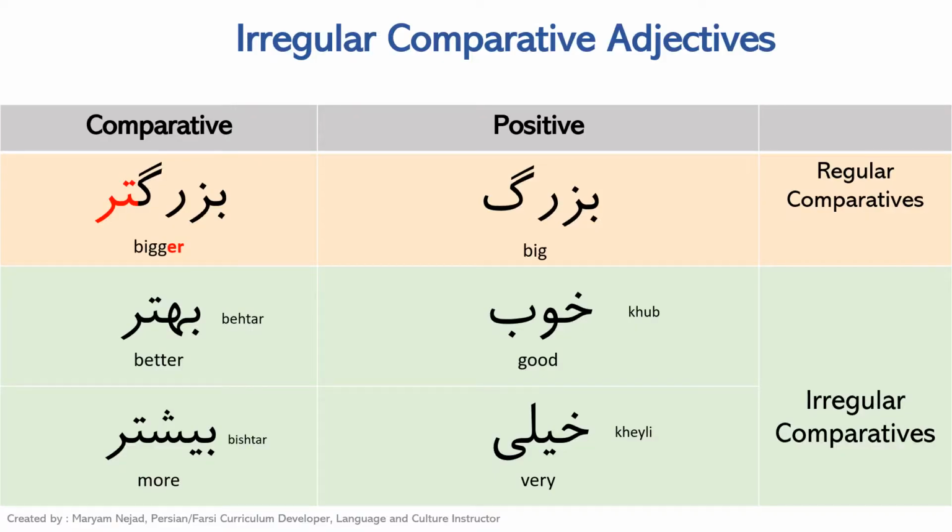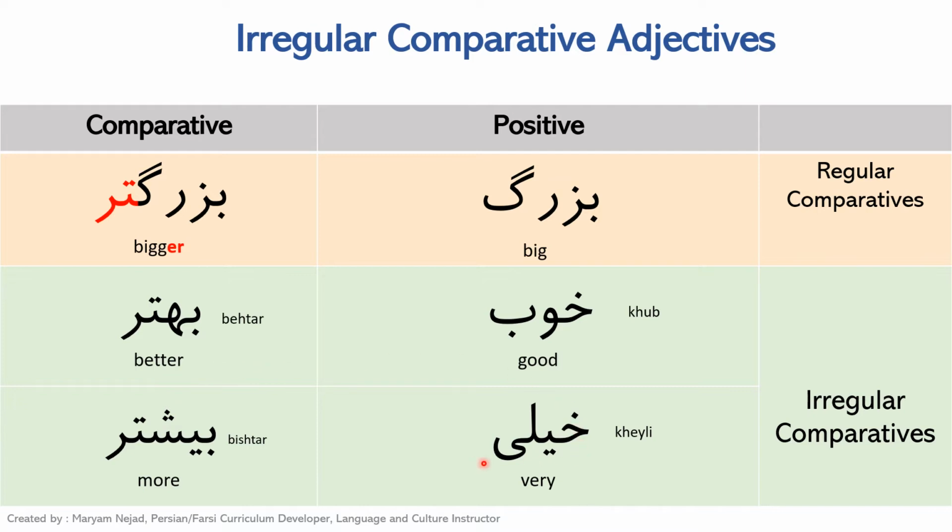Now let's go over the two irregular comparative adjectives. So far we said with adjectives we just add tar to the adjective to make it comparative. But there's two irregulars. خوب, which means good. We do not add tar to it to make it better. It has an irregular one, بهتر, which is the same in English too. Like good, we do not say gooder, we say better.